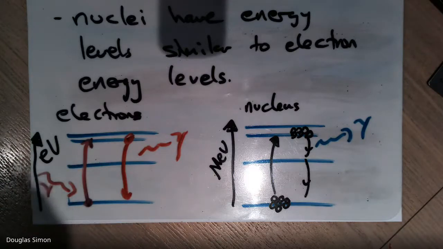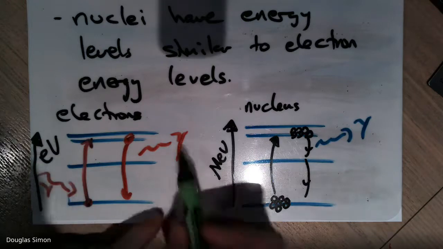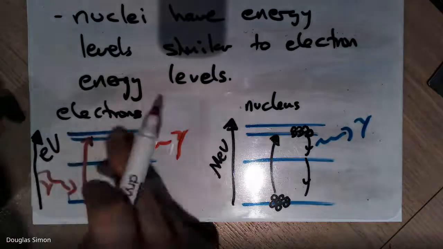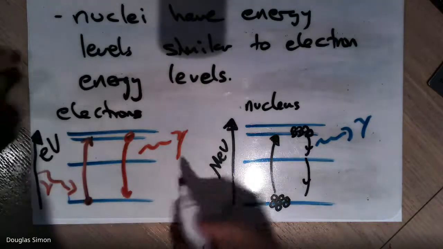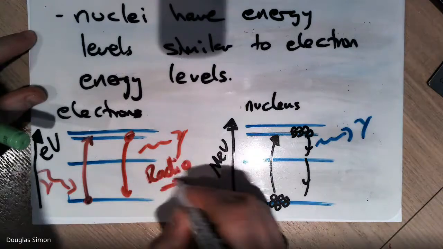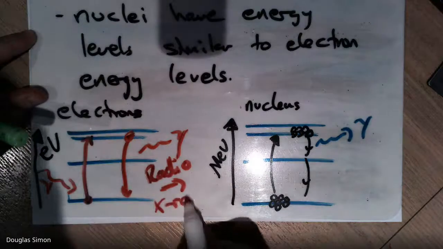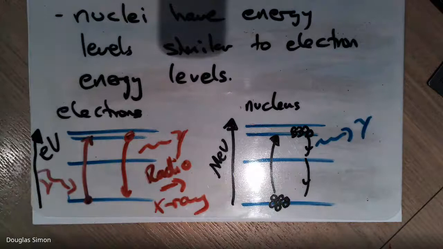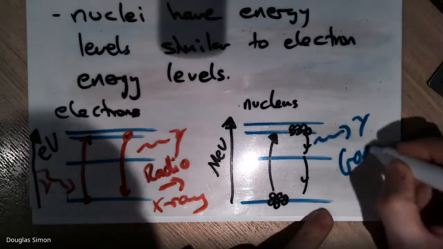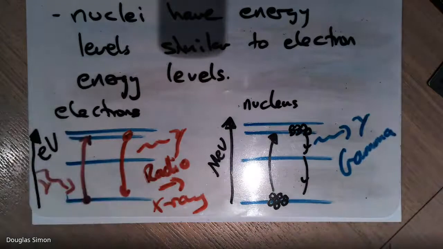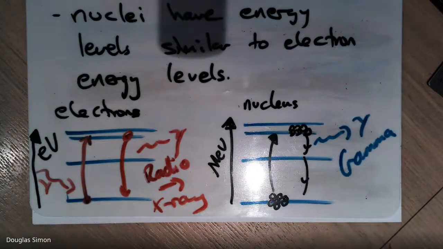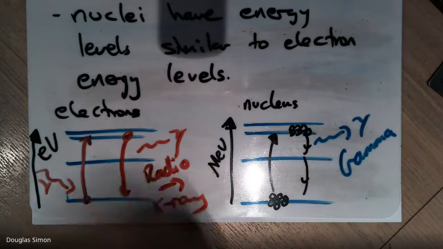The other difference is that these photons here, because it's eV and because it's electron transitions, are going to be anywhere from radio up to X-ray. But these photons, because they're from the nucleus, they are gamma, right? By definition, they're gamma. Even though they might have energy similar to the X-ray, they are still gamma photons.